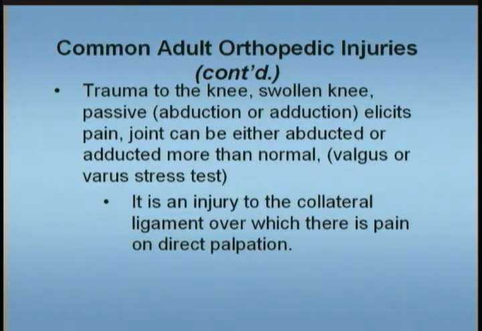So you don't need to remember whether it is the valgus test or the varus test, whether the abduction or the adduction are the ones that are abnormal. You read this whole constellation, you realize this is a collateral ligament that is damaged, and it is the one over which there is pain on direct palpation when you read that vignette. Now we move to the next vignette, vignette number 37.